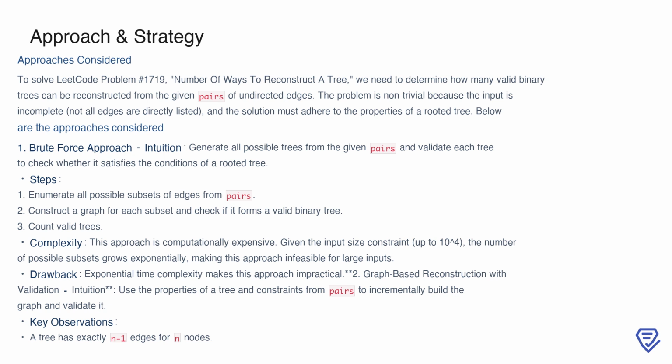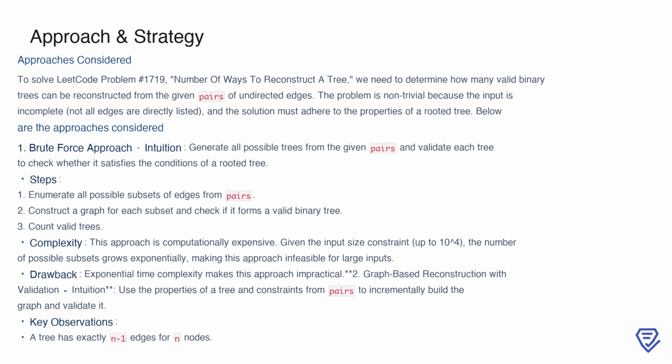In this approach, we enumerate all possible subsets of edges from the given pairs and attempt to construct a graph for each subset. We then validate whether each graph satisfies the conditions of a rooted tree. However, this method is computationally expensive. With input sizes of up to 10 to the power of 4, the number of subsets grows exponentially, making this approach infeasible for larger inputs. Another approach involves graph-based reconstruction with validation.